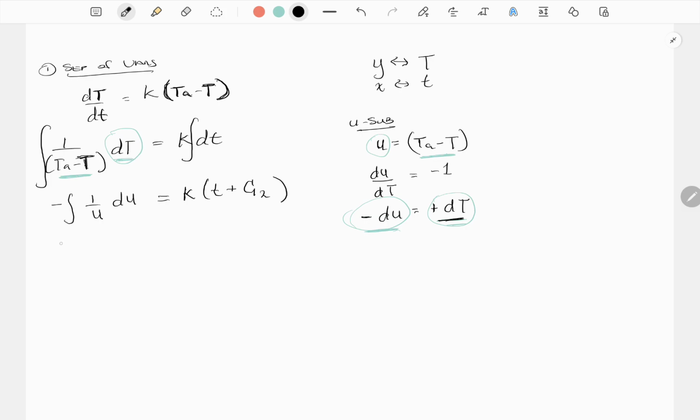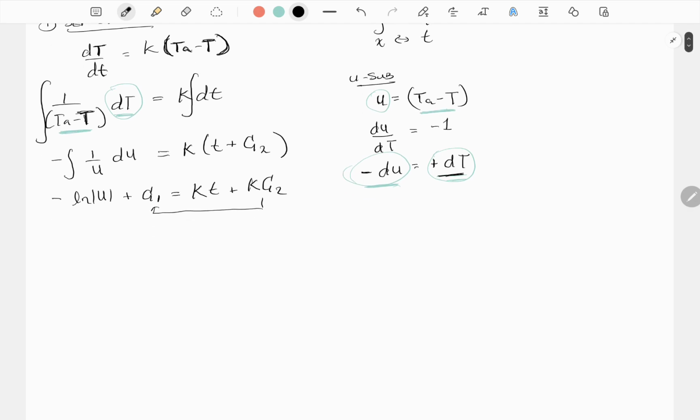So I have negative ln of u plus some constant is equal to kt. I'm going to call this constant c1, kt plus k c2. Great, I've got constants all over that I can group together. Actually, before I do that, I can do it either way. It doesn't really matter. I'm going to go negative.